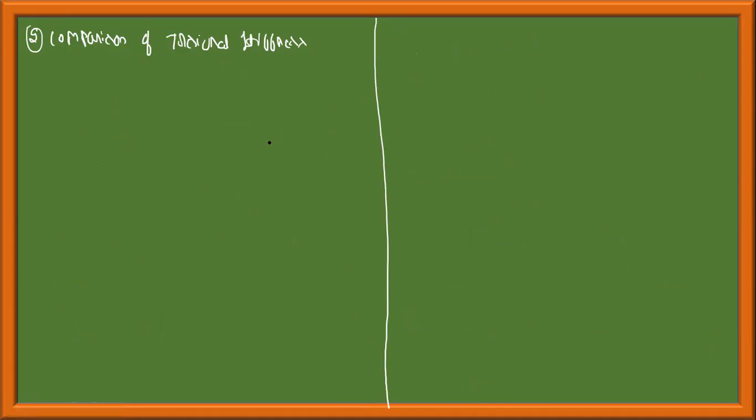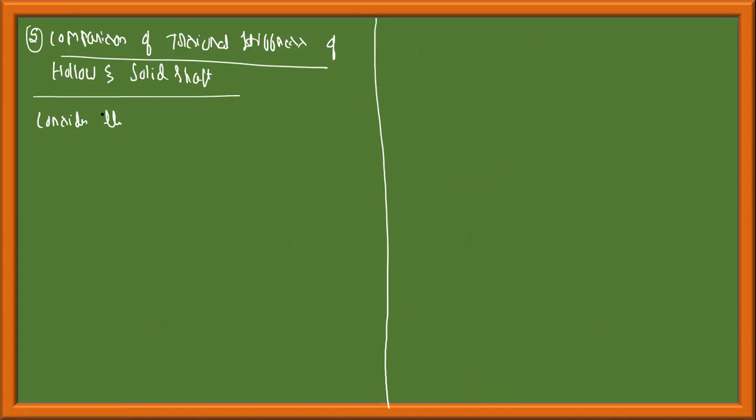Comparison of torsional stiffness of hollow and solid shaft. Consider the hollow and solid shaft of the same material. You should remember that in the examination the examiner has to give this, but sometimes in the question paper they will not. If you compare the torsional strength of hollow and solid shaft, you should give for the same material, same length and weight. Then you should remember that consider the hollow and solid shaft with same material, length and weight.